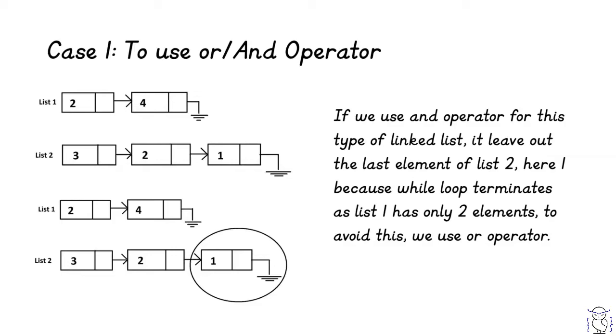Suppose our linked lists are 2, 4 and 3, 2, 1. If we use the AND operator for this type of linked list, it would read elements from both the linked lists and terminate soon after list 1 ends, leaving out the rest of the numbers in list 2. So to avoid this, we use the OR operator.